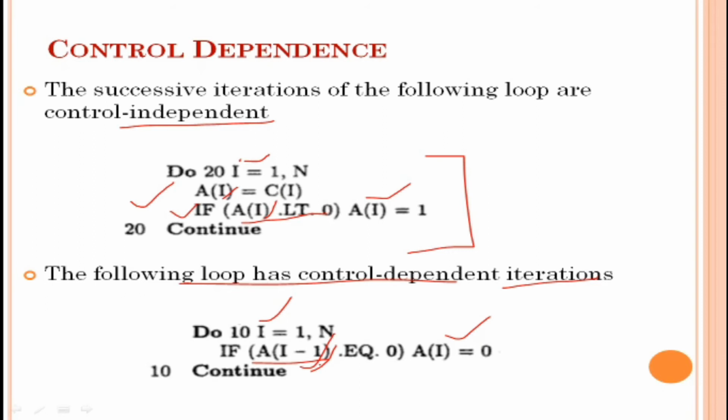Control dependency often prohibits parallelism from being exploited. So compiler techniques or hardware branch prediction techniques are needed to get around the control dependency in order to exploit more parallelism here.